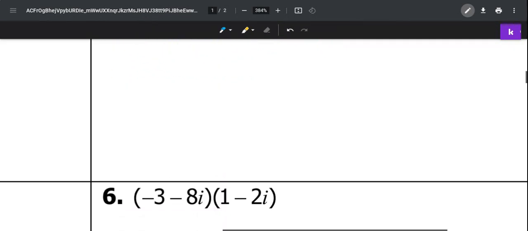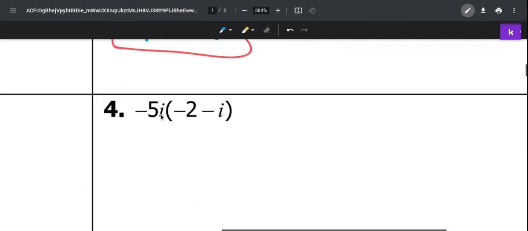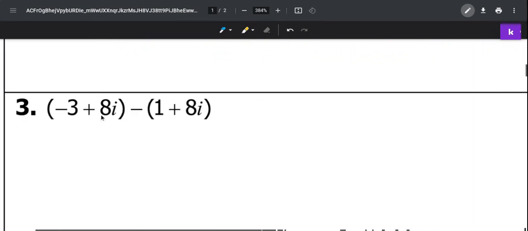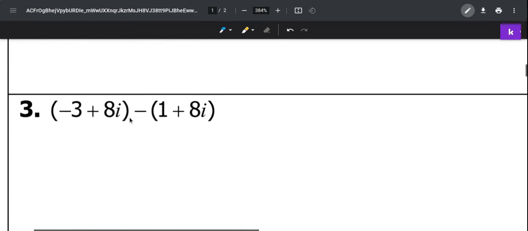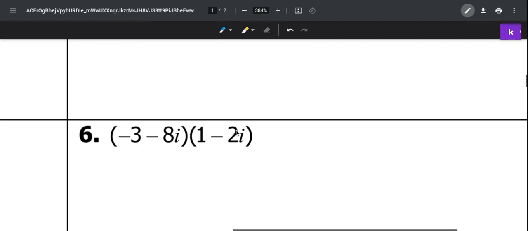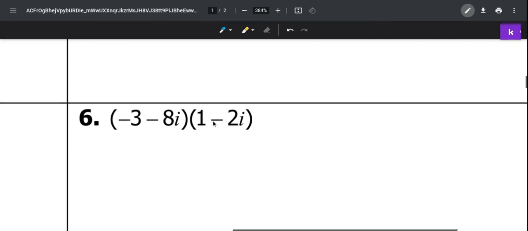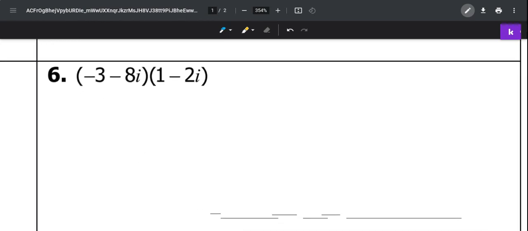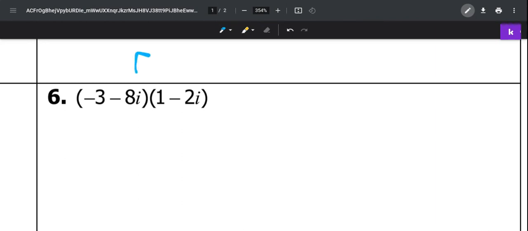Let's go to number 6. You'll see on number 6, before then you have some distribution. You just distribute here, same kind of thing here, except this is minus. Here you would just FOIL. Here you would just FOIL. So let's do this one just because. All right, so number 6. There's no plus or minus in the middle of these parentheses, which means they are multiplied, which means we have to FOIL. Now, there's no trick for this one. We just have to FOIL it.